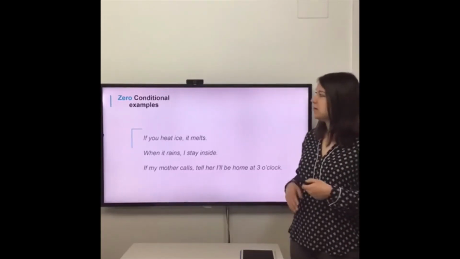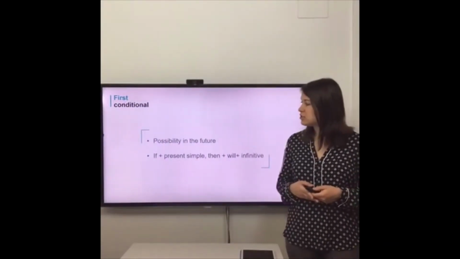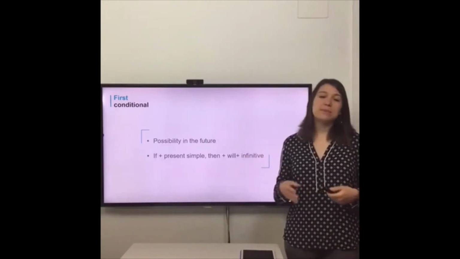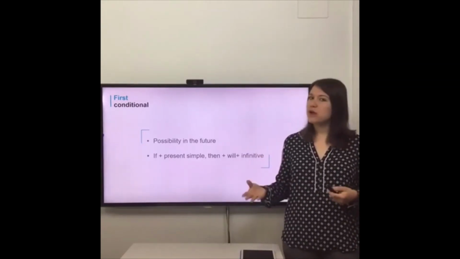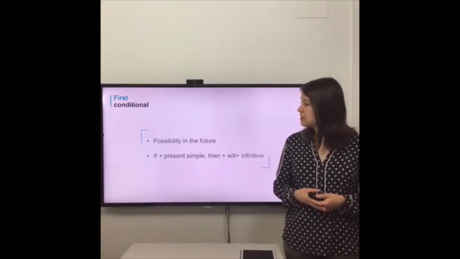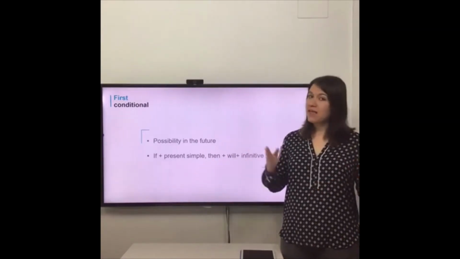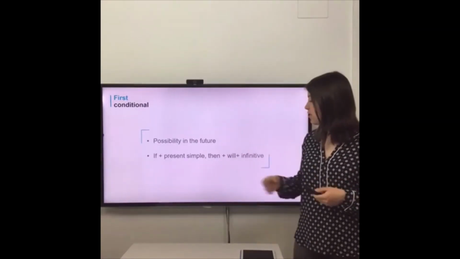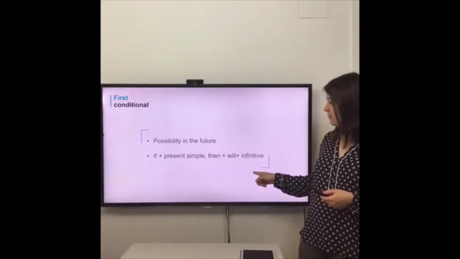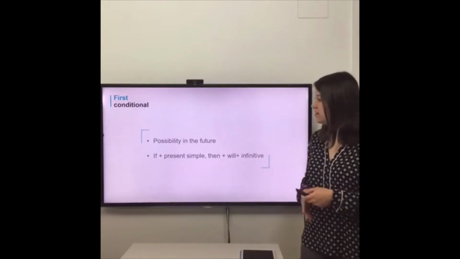Now let's move on to the first conditional. We use the first conditional to talk about possibility in the future, something that might happen, but we are not 100% sure. We form the first conditional with if plus present simple again. The second part is different, because it's future: will plus the infinitive. Since we're talking about the future, we use will plus infinitive.